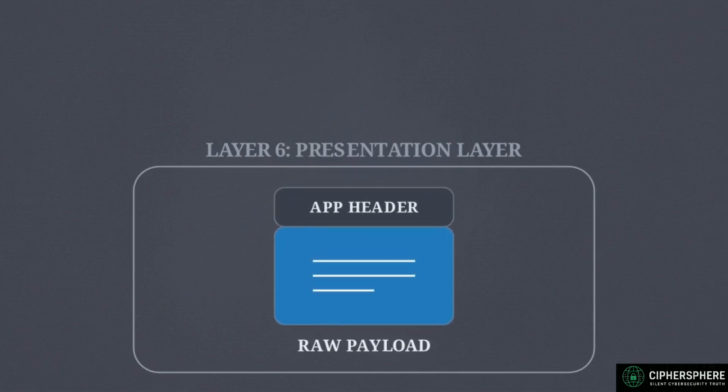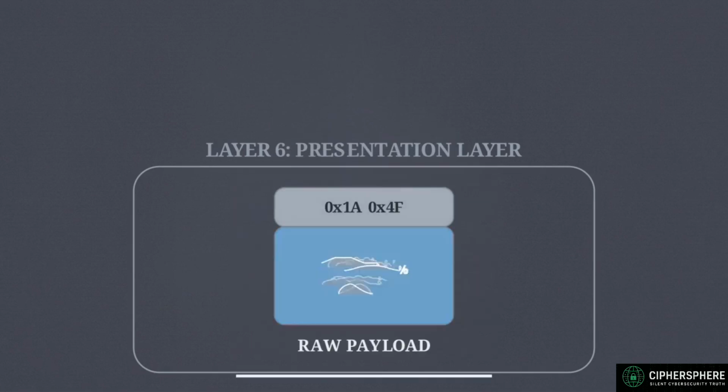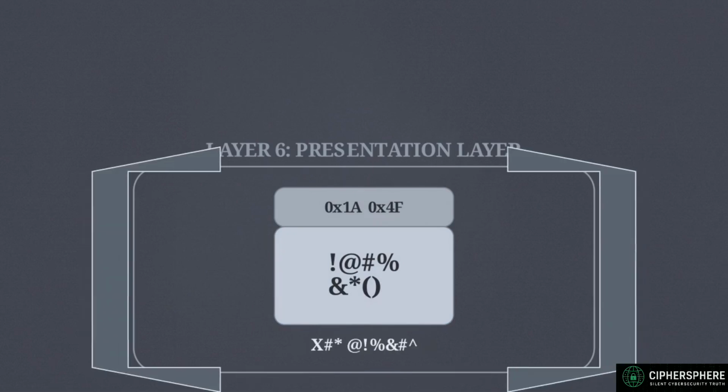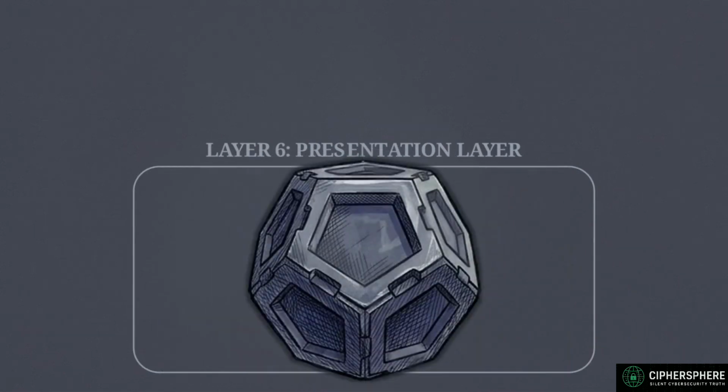It drops to layer 6, the presentation layer. This acts as a universal translator, formatting your request into a standardized syntax. This is also where your data is secured. Using protocols like TLS, the formatted payload is encrypted, turning readable text into a secure cipher.